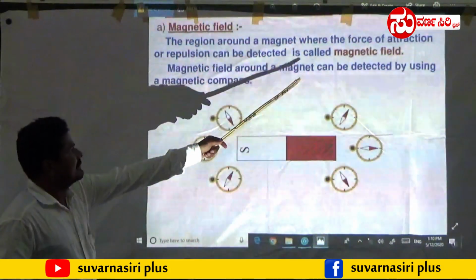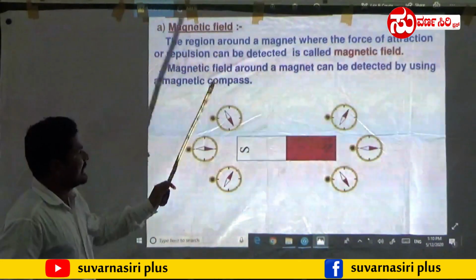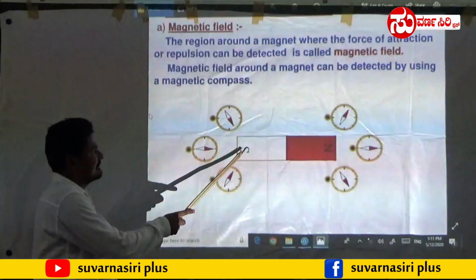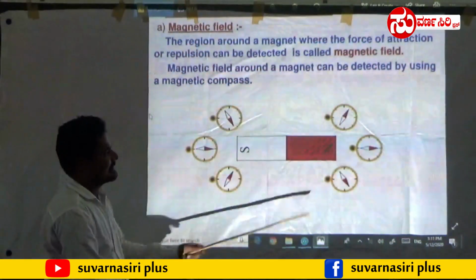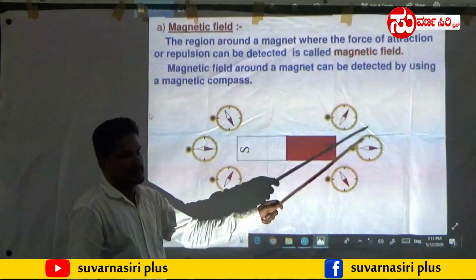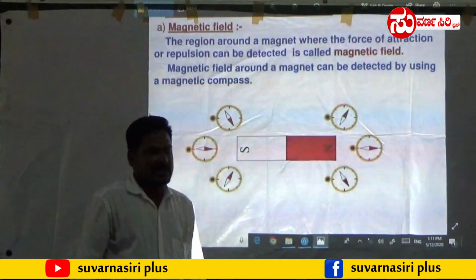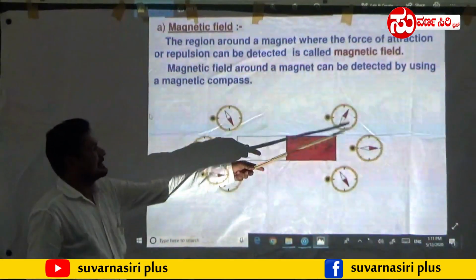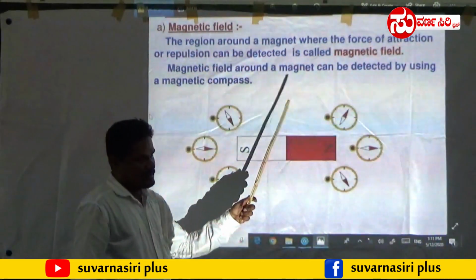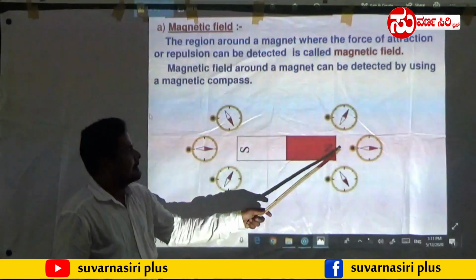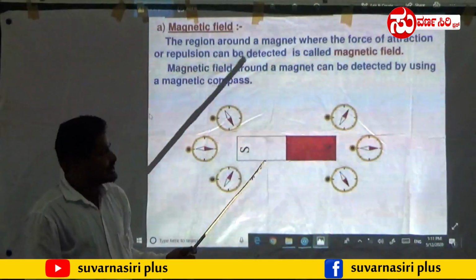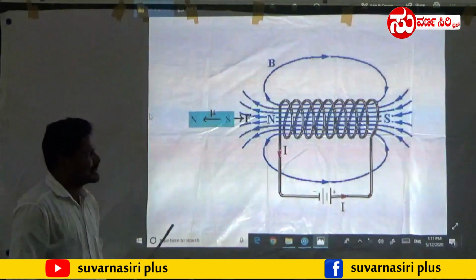A magnetic field around a bar magnet can be detected by using a compass. If we look at the north and south poles, the compass is there. If it is a north pole, the compass needle is deflected, meaning they repel each other. Like this we can conclude that a magnetic field exists around the magnet. We already know that magnetic field lines emerge from the north pole and merge at the south pole. Next we have to learn about the solenoid.